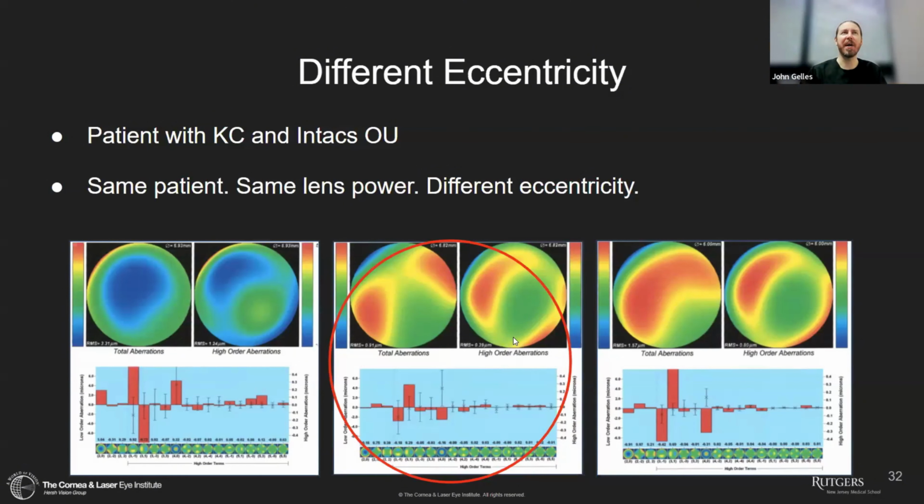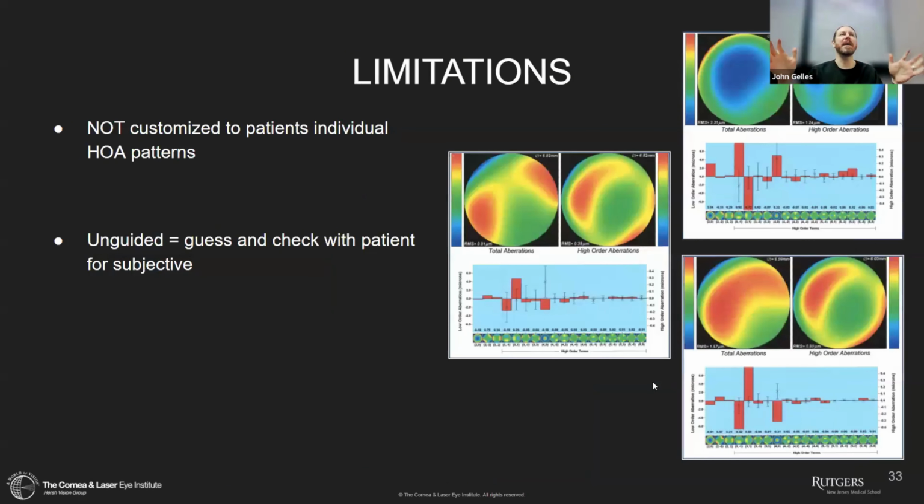It's a process of trial and error, and we haven't eliminated all of his coma and spherical aberration. We've just kind of dampened it a little bit, right? So it's not customized to the patient's individual higher order aberrations, and it's unguided. It's kind of just a guess and check for an individual.